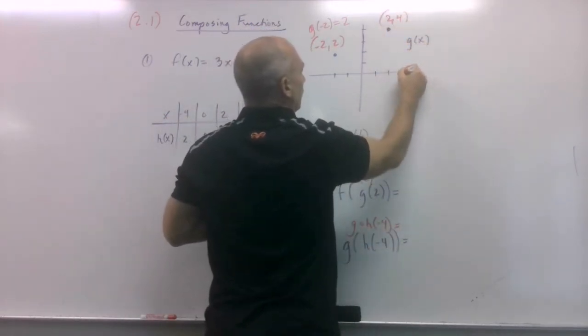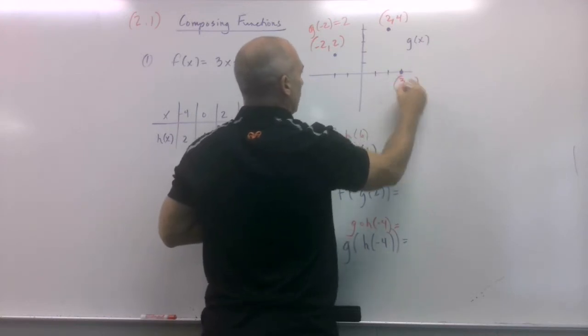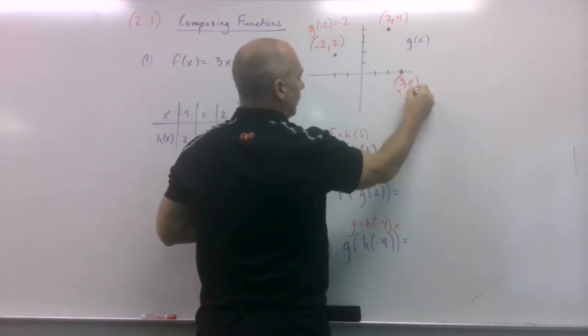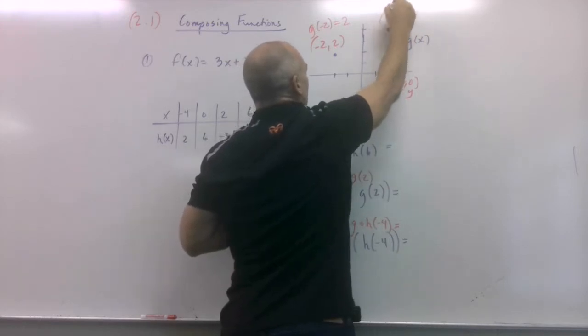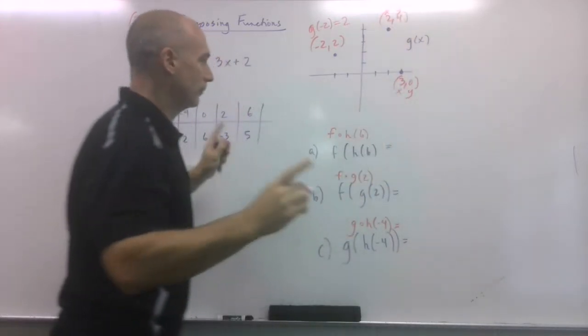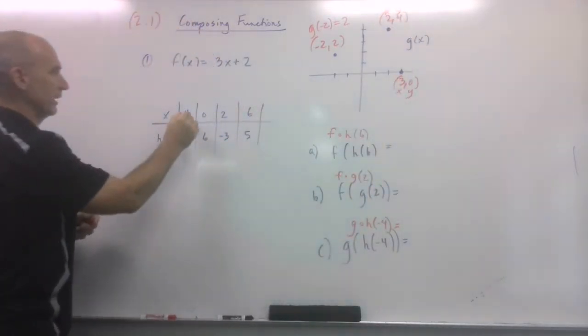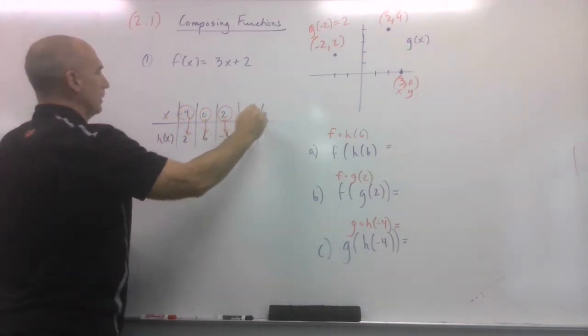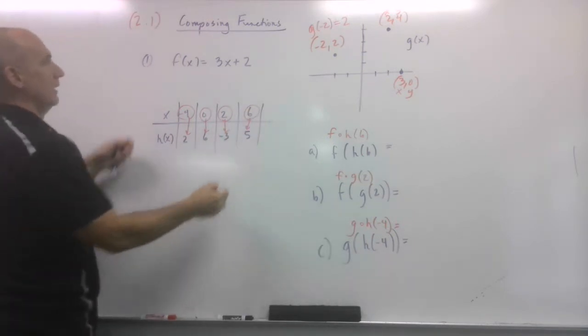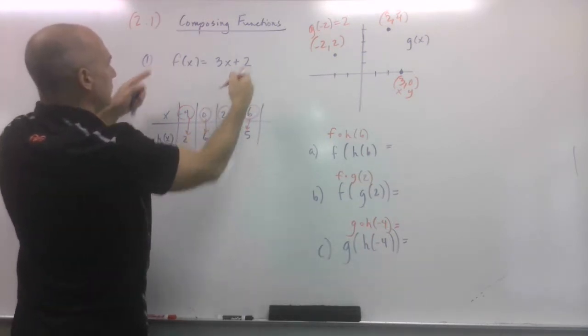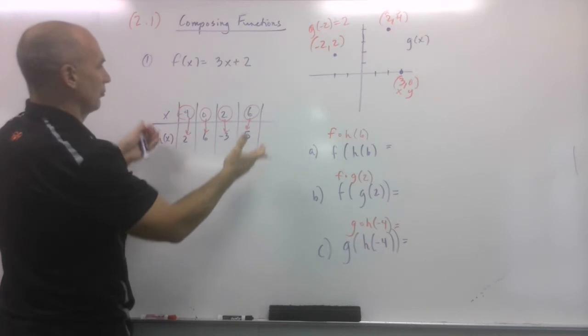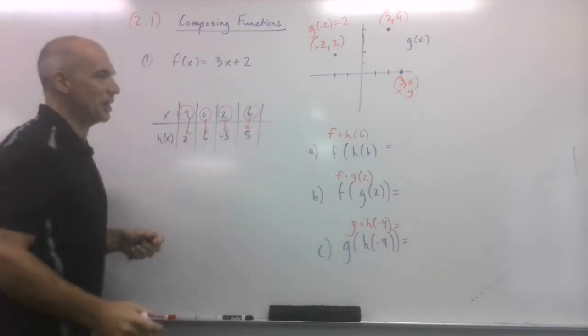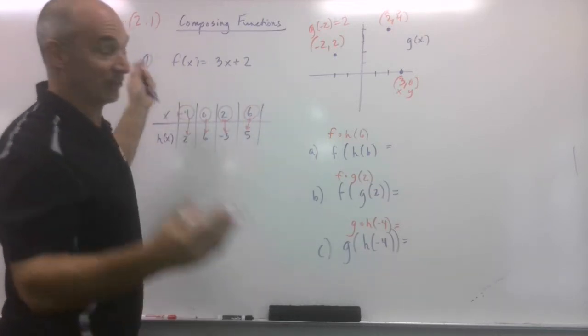And then you got this point right here, 2, 4. And you got this point over here, which is 3, 0. So here's your x input, y output, x input, y output. And here it is again, input, output, input, output. This thing doesn't really have any numbers. It's just your equation, and that's all they give you.